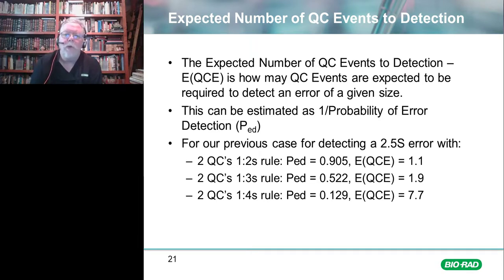So in this example that we were just looking at, if you were using a 1-2S rule, we would detect a 2.5S error in basically about one QC event. If it was a 1-3S QC rule, it would take us 2 QC events. And if we were using a 1-4S rule, it would take us almost 8 QC events. Well, so that then would lead you to think, why would I want to do anything besides a 1-2S rule?